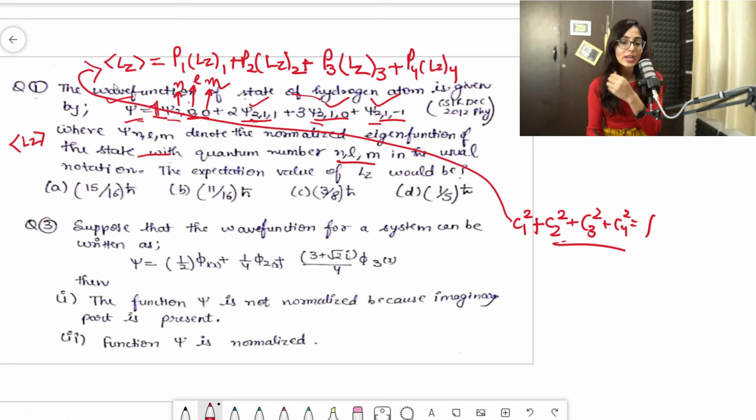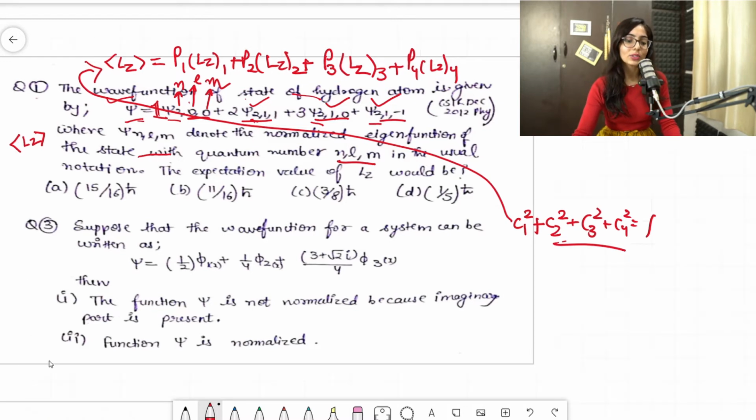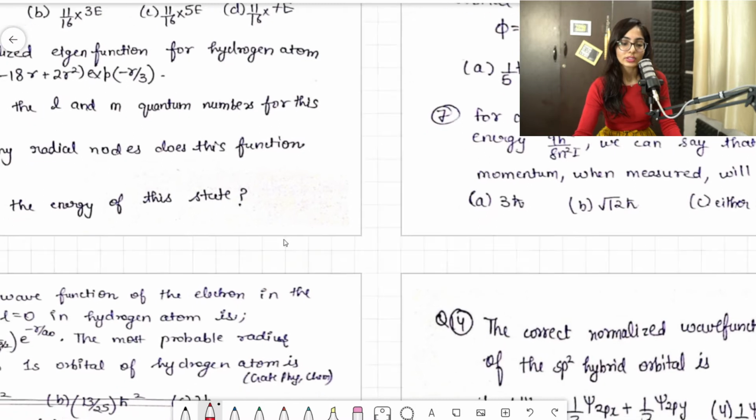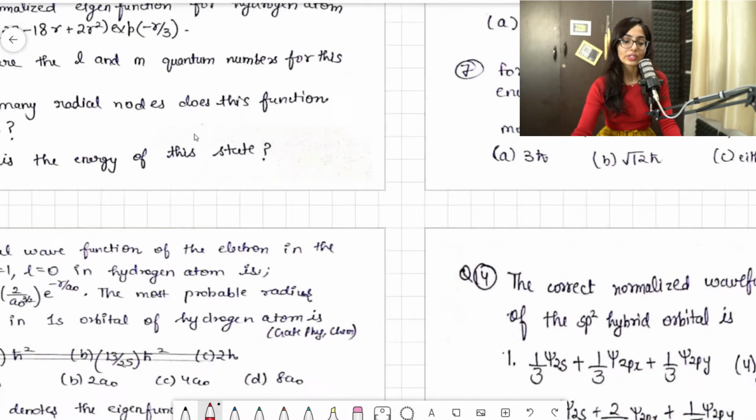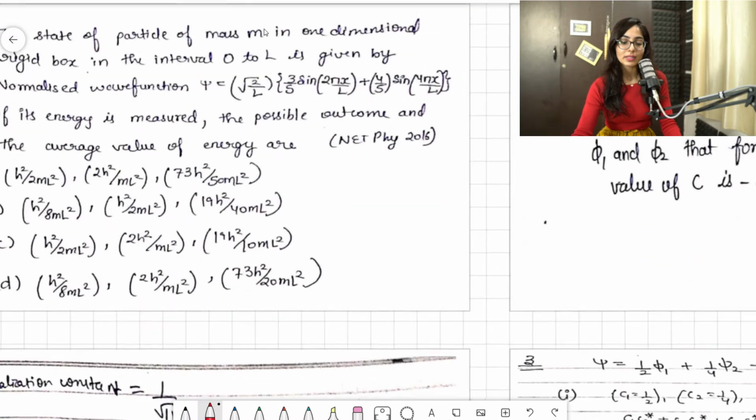Clear? So let's see whether C1 square plus C2 square plus C3 square is coming equal to this one or not. Clear? So let's go down to the solution. I have already written the solution, so things become very easy.